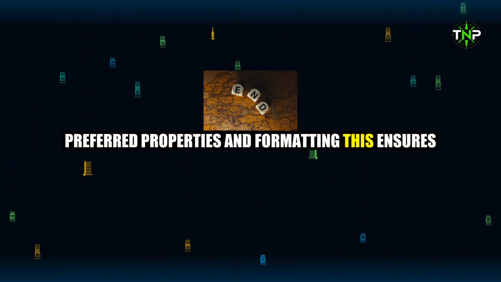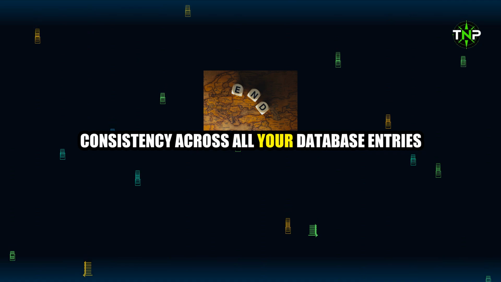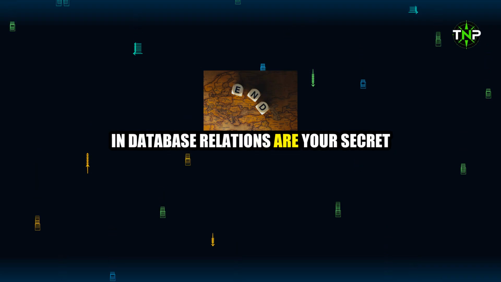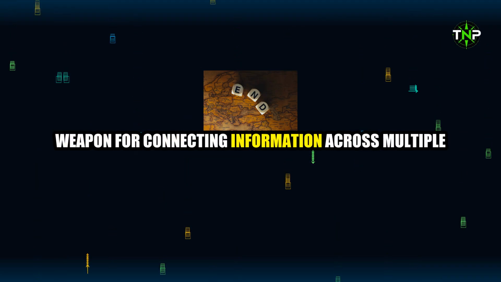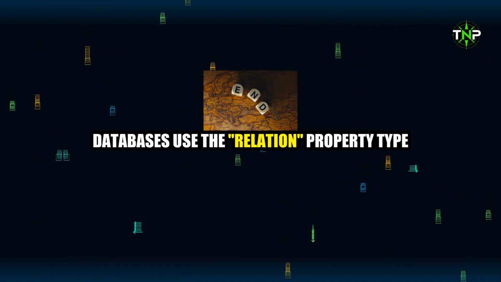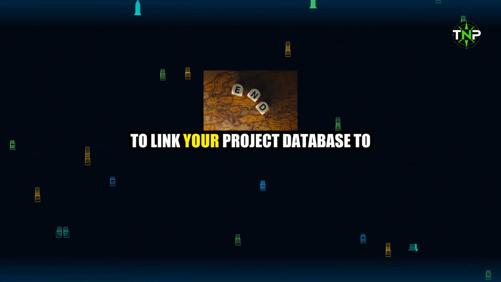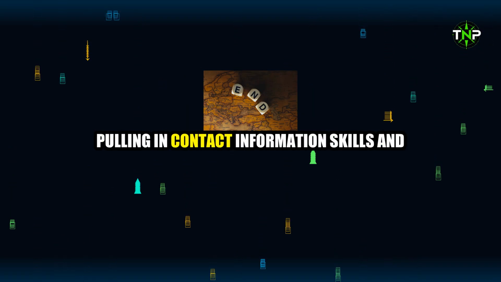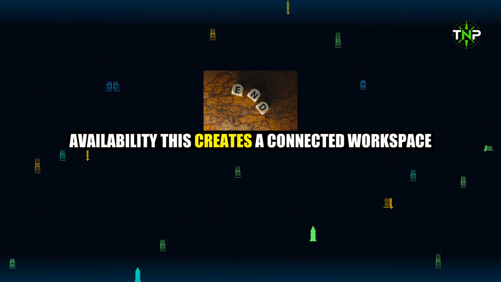Database relations are your secret weapon for connecting information across multiple databases. Use the relation property type to link your project database to a separate team member's database, automatically pulling in contact information, skills, and availability. This creates a connected workspace where information flows seamlessly between different organizational systems.